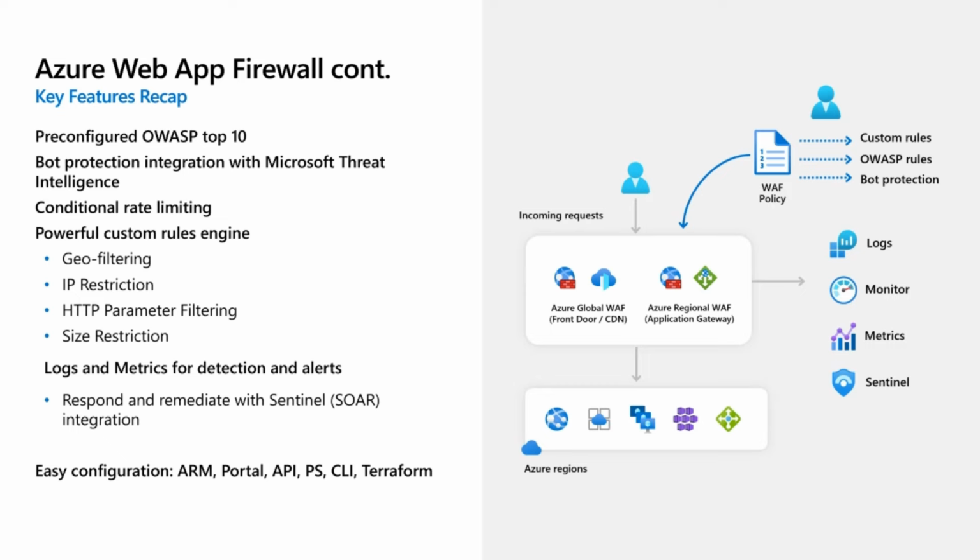Azure WAF's logging and metrics provide detailed insights for detection and alerts, allowing for prompt response and remediation through Sentinel integration, which is our cloud-native Azure SIEM solution. The ease of configuration through ARM templates, Portal, API, PowerShell, CLI, and Terraform makes Azure WAF a versatile and user-friendly solution for secure web applications.